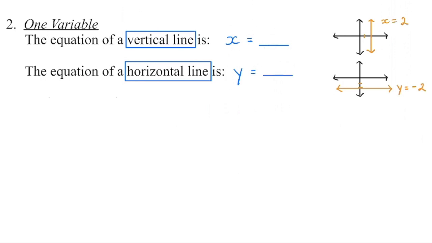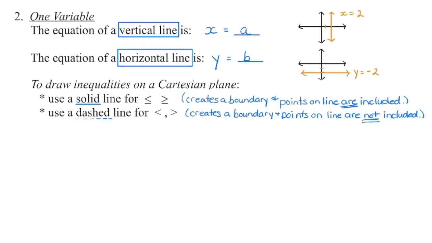So x equals, I'm going to just use a variable to represent any value that we could put in there, depending on where we cross that axis. And then y equals, I'm just going to put a variable in there to indicate where we're crossing the y-axis. Each of these equations is an equality. We have an equal sign. If we replace these equal signs with one of these 4 signs, we now have an inequality.